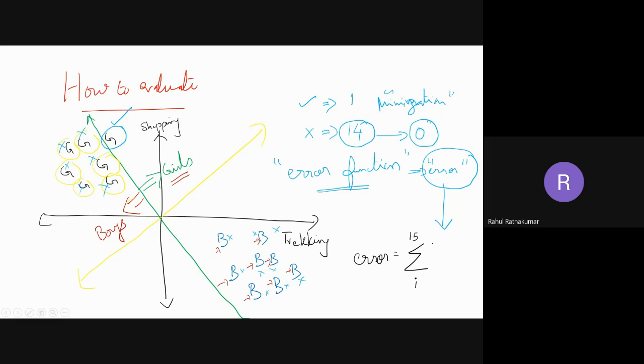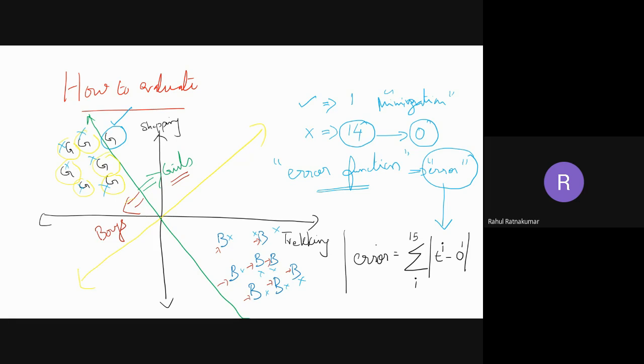For each of these points, I'm checking whether it is correctly classified or not. So first, I have my output target, because I know whether this is a girl or boy in the training phase. We are talking about the learning or training phase. Minus the output from the neural network, or classification of the neural network. This is your error equation.